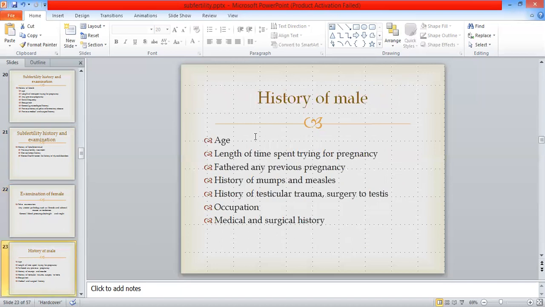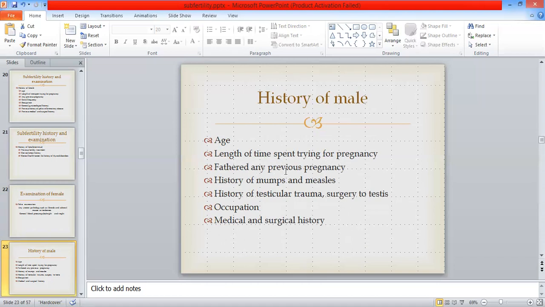Now, history of the male partner. Which points will you ask the male partner while taking the history of subfertility? Age is important because the follicular reserve finishes early in the female partner, but the quality and quantity of sperm are affected in the male after the age of 50. Also ask the length of time spent trying for pregnancy, as I told you in the history of the female partner, and any previous pregnancy as a father.